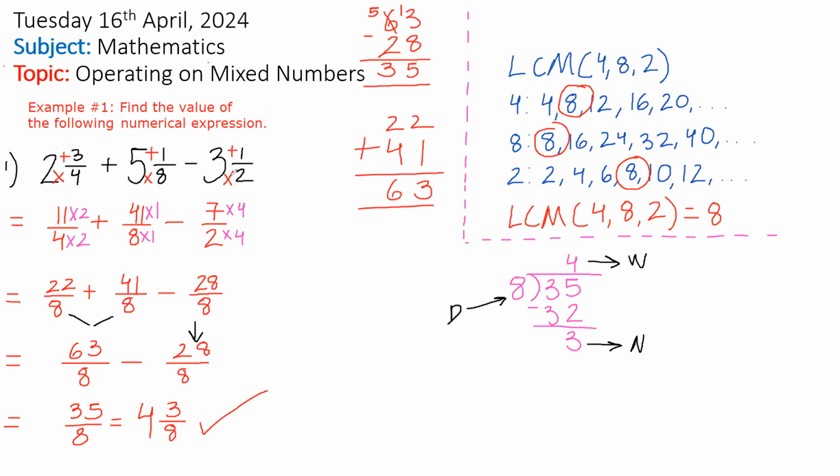Then we do the 22 plus 41, and that is 63. So we bring it down and put 63 over 8, take away 28 over 8. And then we answer it, and it equals 35 over 8. But we have to change it into a mixed fraction. And when we change it into a mixed fraction, we get the mixed fraction 4 and 3 over 8. Very good. 4 and 3 over 8.